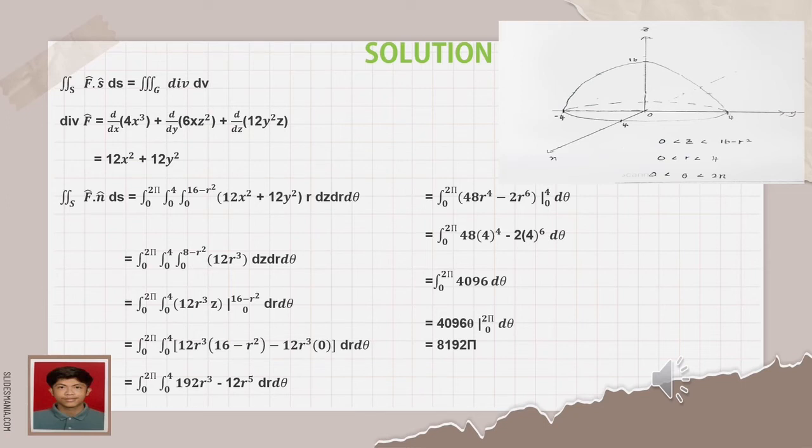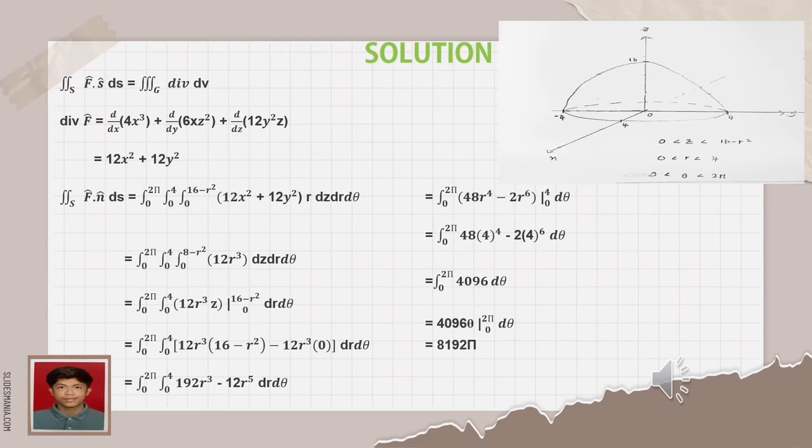The next step is to find the divergence of F, which is equal to the partial derivative with respect to x of 4x cubed, plus the partial derivative with respect to y of 6xz squared, plus the partial derivative with respect to z, which equals 12y squared z. The next step is we put all the boundaries and the divergence of F into the equation. So we get the integral from 0 to 2 pi, 0 to 4, 0 to 16 minus r squared, of 12r cubed dz dr d theta. We integrate z, and we get 0 to 2 pi, 0 to 4, 12r cubed z dr d theta.